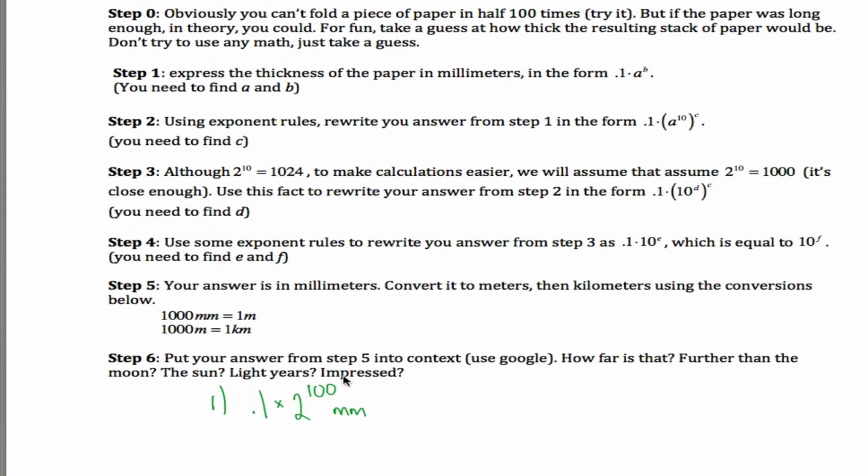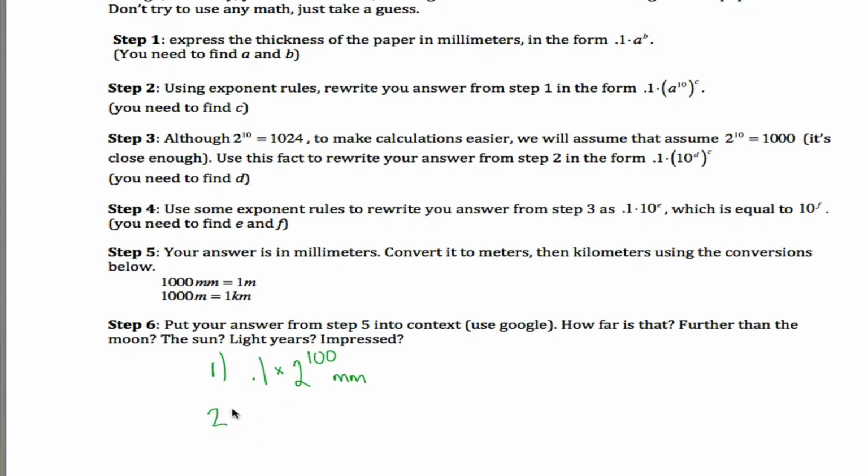The way you figure it out is by going through the rest of the steps. Step 2 says, using your exponent rules, rewrite your answer from step 1 in the form 0.1 times a raised to the 10th power, raised to the c power. It's a little bit tricky. Still going to be in millimeters.